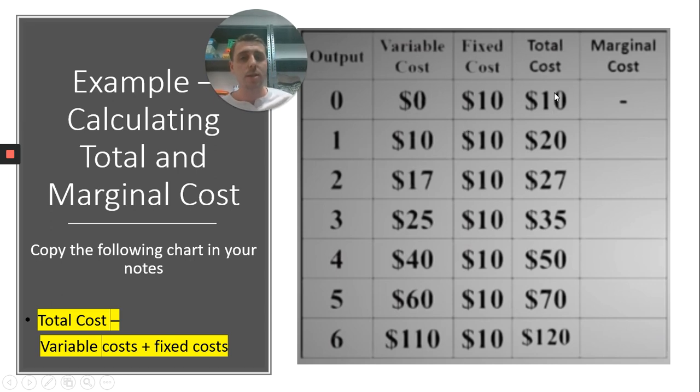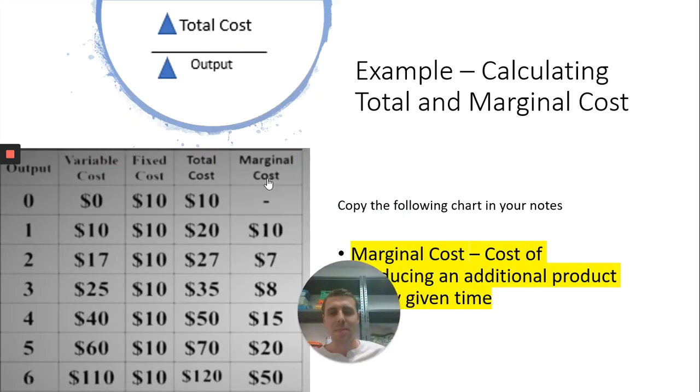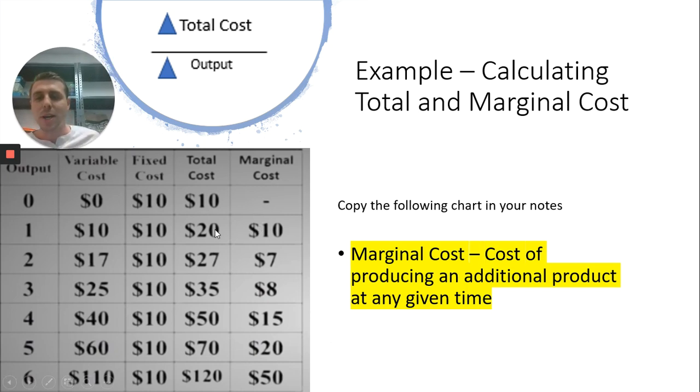So here we have a change in total cost of 10, a change in output of 1. We have a change in cost of 10, a change in output of 1. That's 10 over 1. That gives us a marginal cost of 10. So the cost for us going from 0 to 1 is going to be 10.